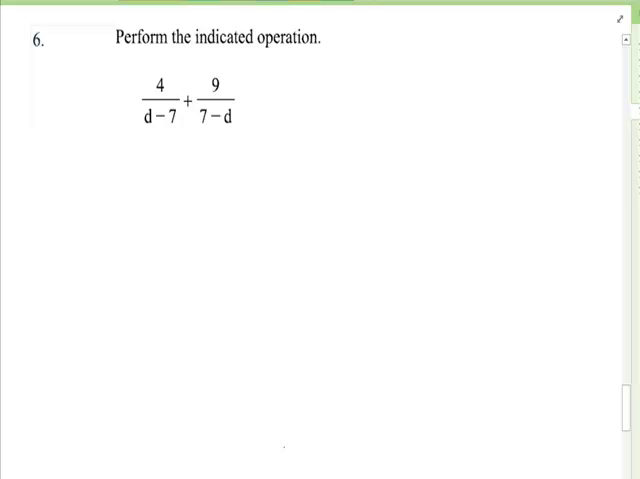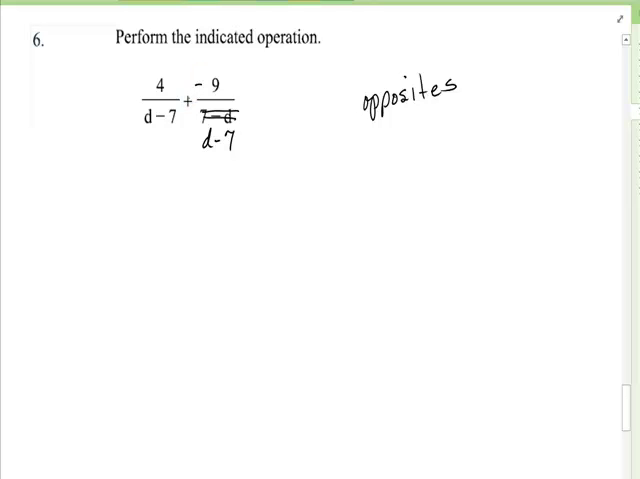All right, this is kind of a unique problem. I hope that when you see d minus 7 and 7 minus d, you might think, oh, they have a relationship. Those are opposites. And when you see that, pick the one that you don't like. And I'm not real crazy about 7 minus d. Change it to its opposite, d minus 7. But when you do that, change the sign on top as well.